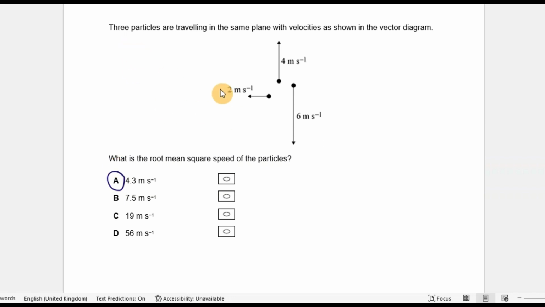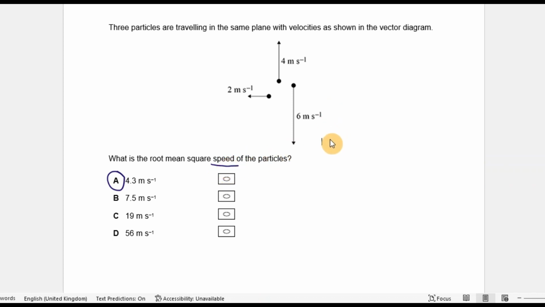So we've got three particles, 1, 2, 3, they're all travelling in the same plane with velocities as shown in the vector diagram. What is the root mean square speed of the particles? Speed is a key word here, not velocity.